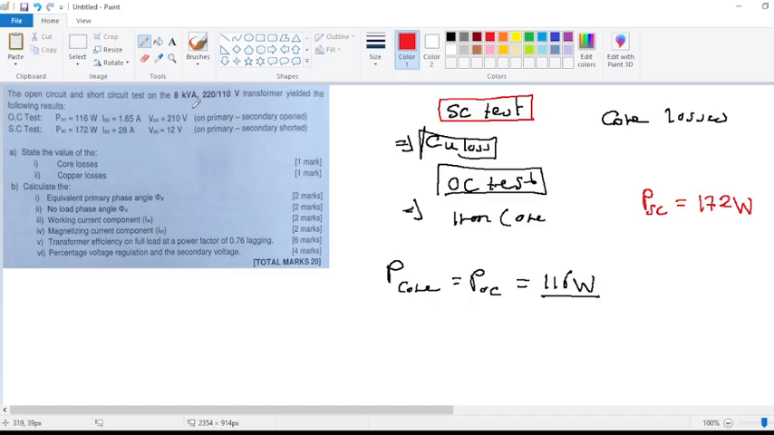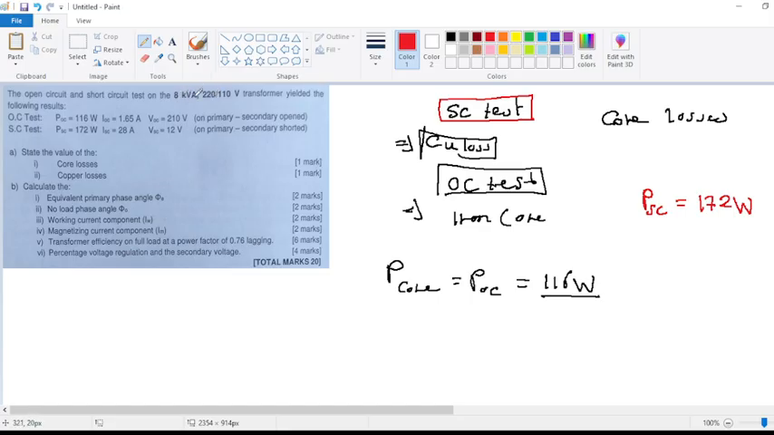On the transformer, this 8 kVA is the rated power that you're going to find on the nameplate of the transformer. So to say, this transformer has been rated as 8 kVA. This is what you are going to find on the nameplate of the transformer. So this is the rating of the transformer.